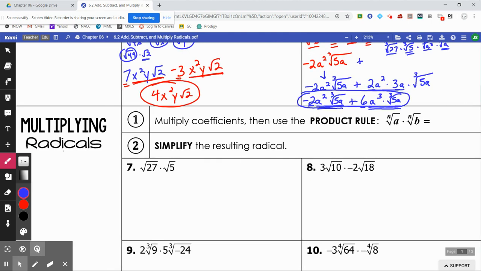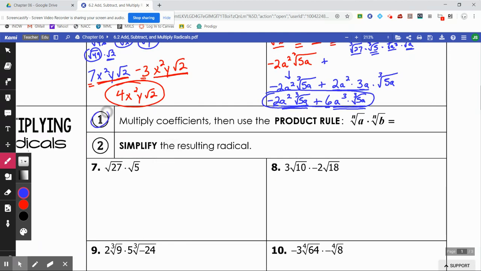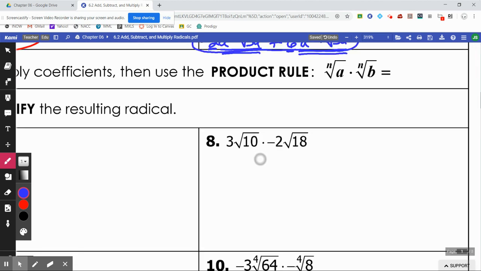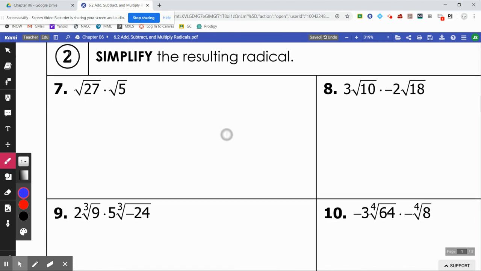Okay, next up we're going to multiply radicals, and these are pretty simple. Step number 1, we're going to multiply coefficients, numbers with numbers, and then we're going to multiply radicals with radicals. The product rule says you can multiply radicals as long as they have the same index. The nth root of a times the nth root of b would be the nth root of a times b, so they can be combined. And then you simply simplify the resulting radical.